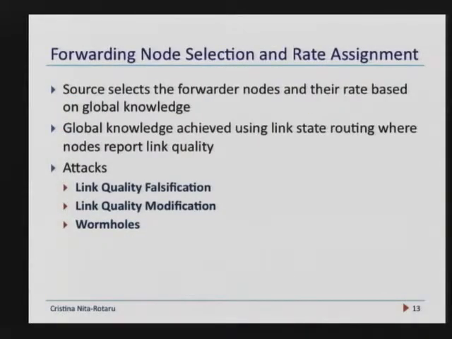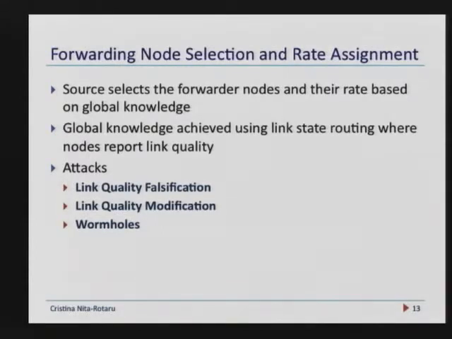Now, if I'm talking about selecting the nodes that are going to forward and at what rate they're going to forward, the way these systems work, they assume global knowledge. So the source needs to know what the links and the quality of the links in the system are. Basically, based on that, it will decide at what rate each node has to forward, and it will tell each of them what they need to do. And one big component here, for example, is how the nodes exchange information about their link quality metric.